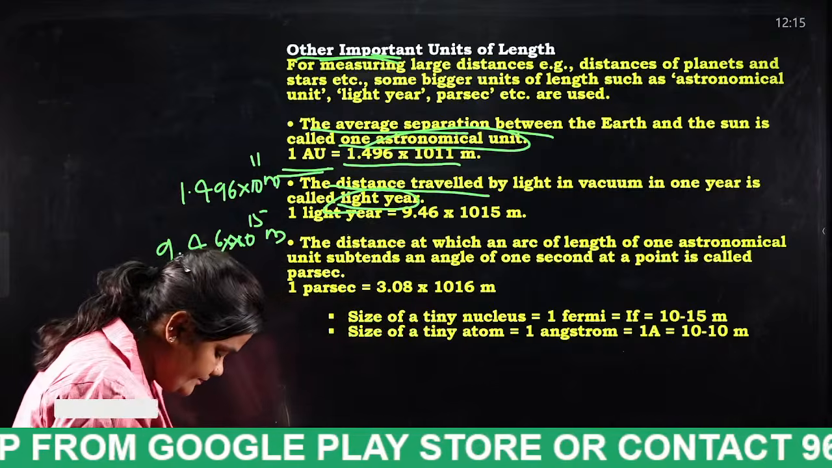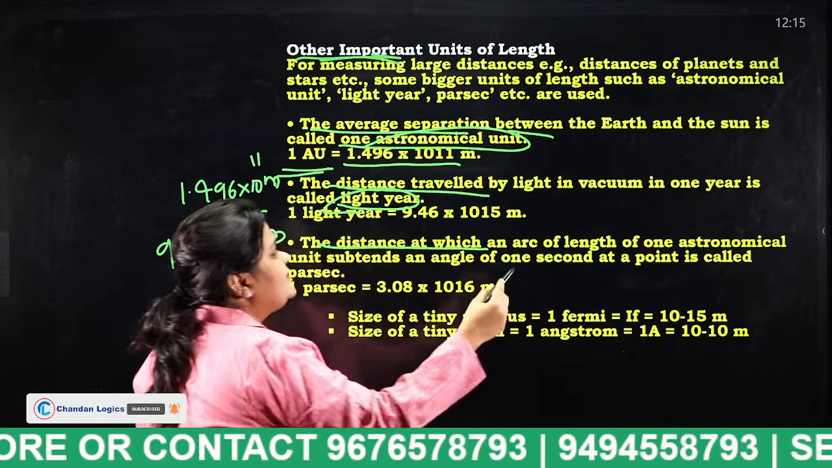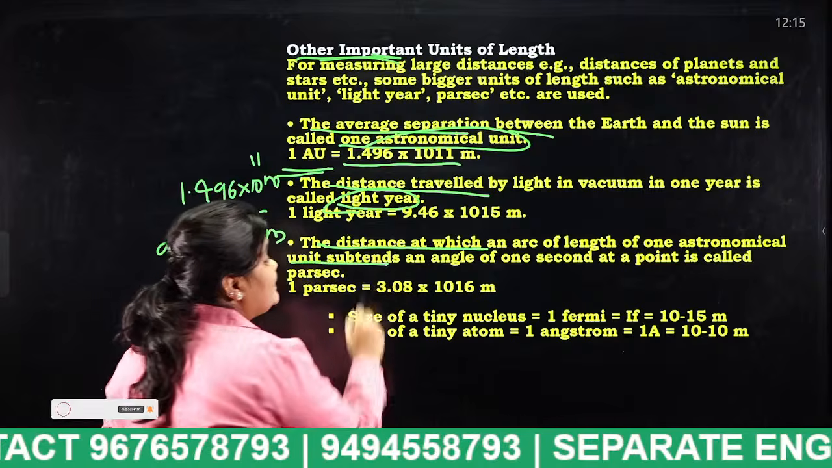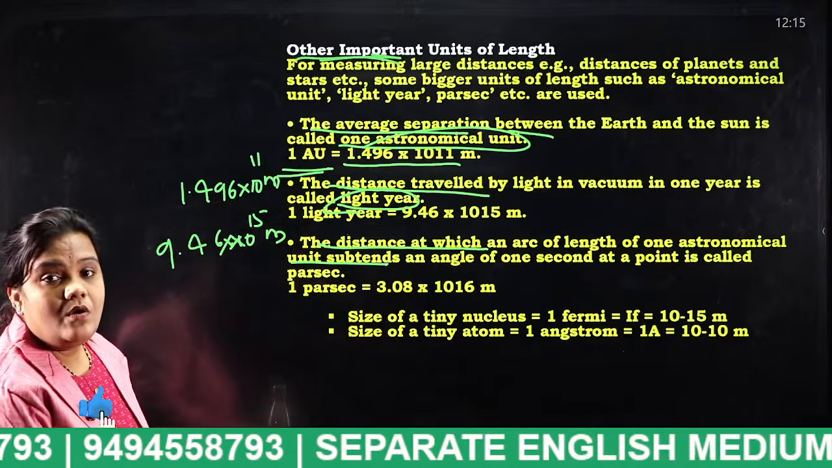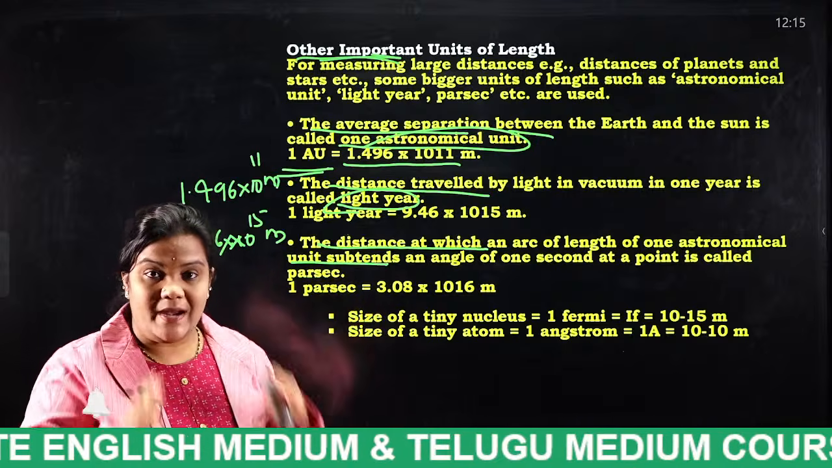And next thing, the distance at which an arc of length 1 astronomical unit subtends an angle. Okay, so we are at this position. So I am on earth.